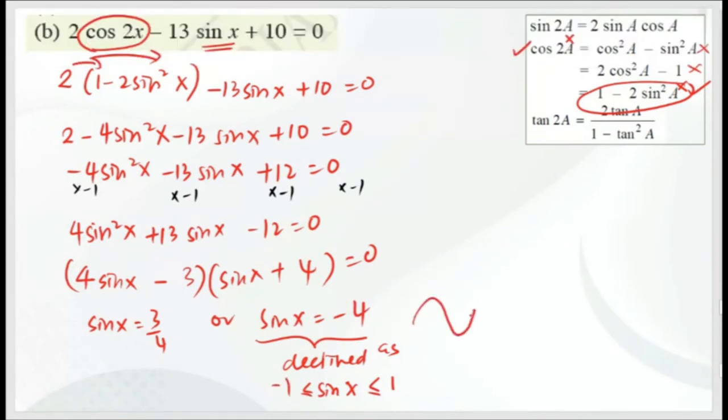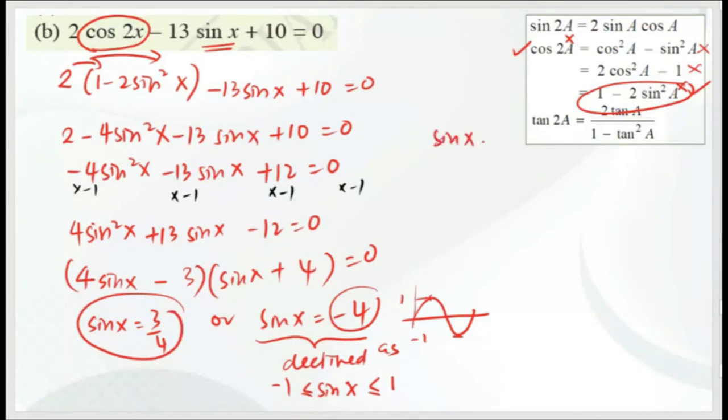Because the graph for the sine will be in this form. So the value for sine x will be in between 1 and negative 1. But your answer here is negative 4. So it declines. We don't accept this one. So we only look at this one.